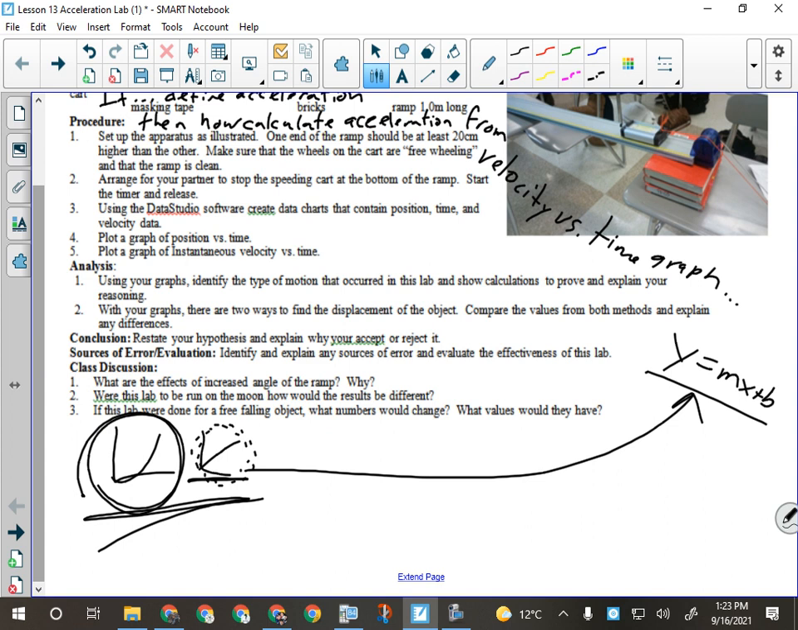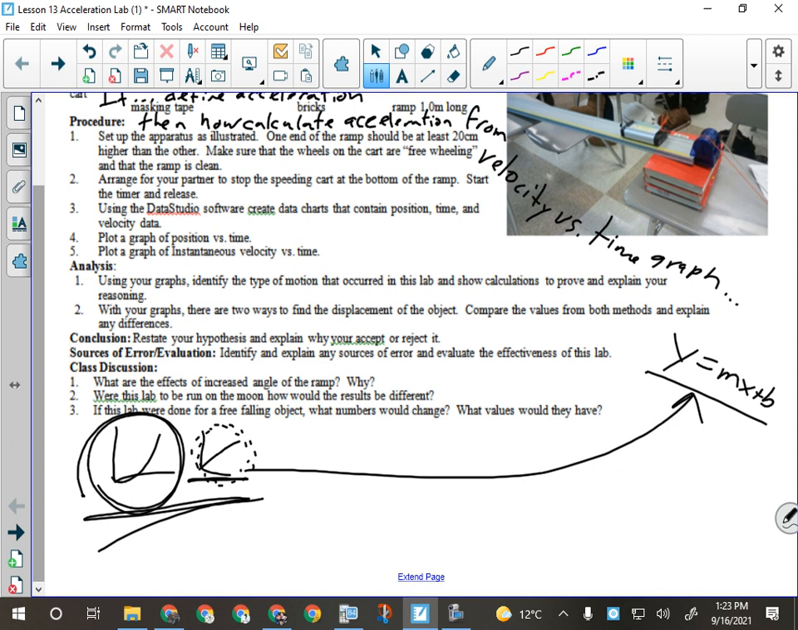You can't calculate acceleration from this graph, but its shape tells you something and you need to explain it. The shape of this graph also tells you that, and you need to explain that, and then this is your mathematical proof. Find a way to use that as mathematical proof of acceleration. George? Yes.